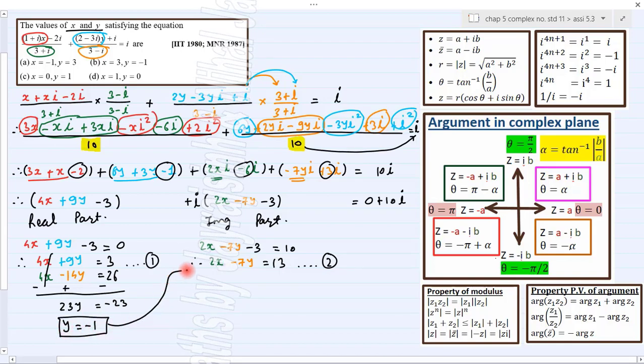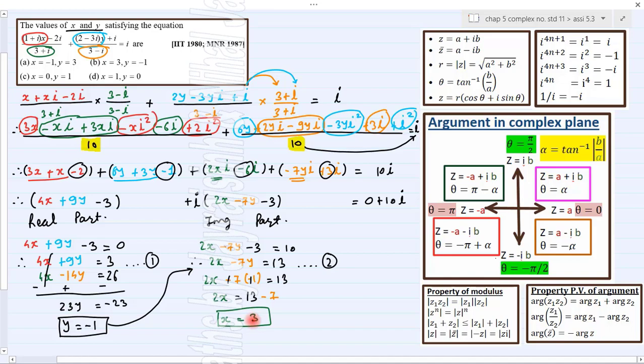Now let's substitute the value of y in the second equation. So we will get 2x minus 7y, or we can say minus 7 into minus 1, is equal to 13. So this minus minus becomes plus, and we will get 2x is equal to 13 minus 7, or we can say your x must be 3. So we get the value of x as 3 and y as minus 1, which is given in option B. Ta-da!